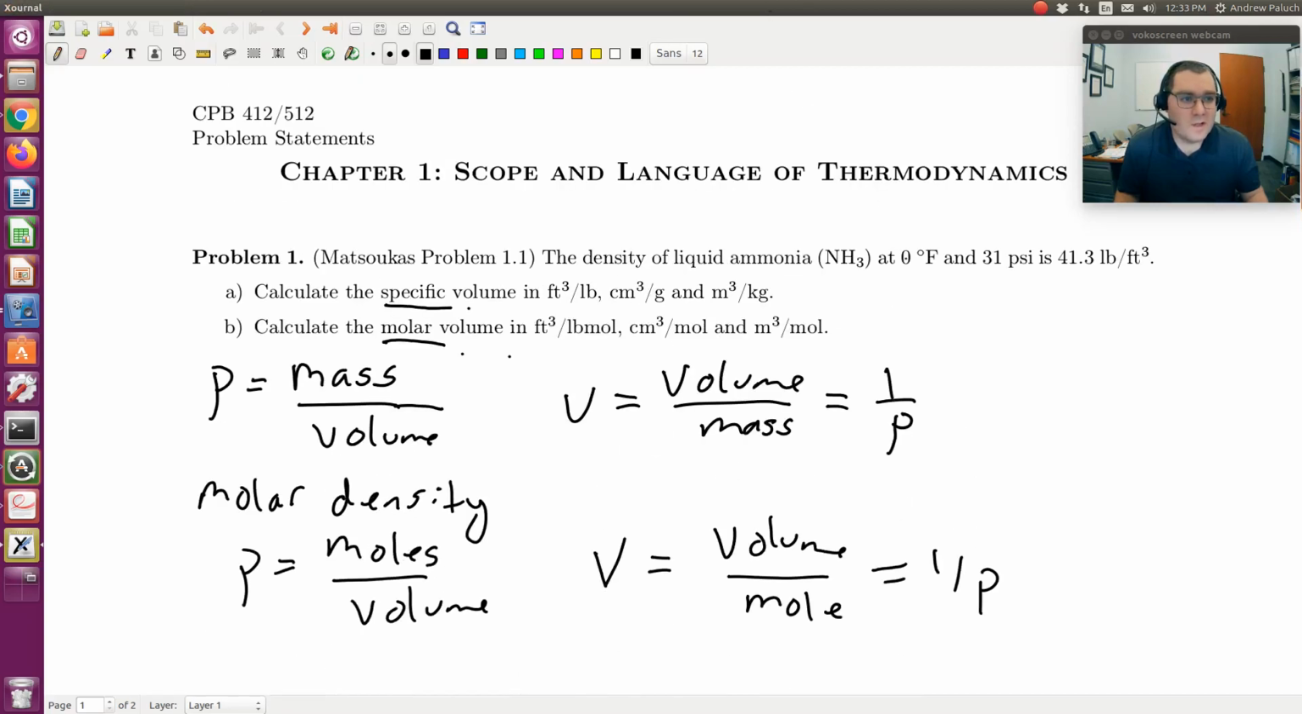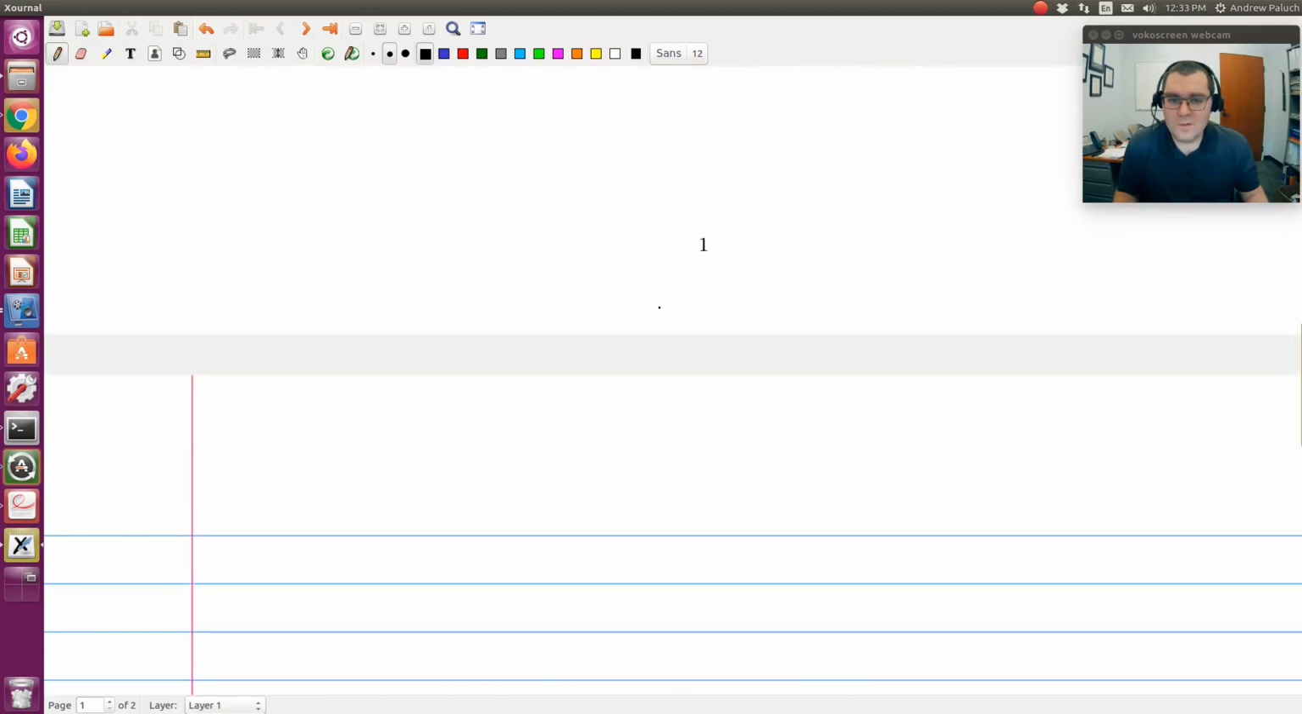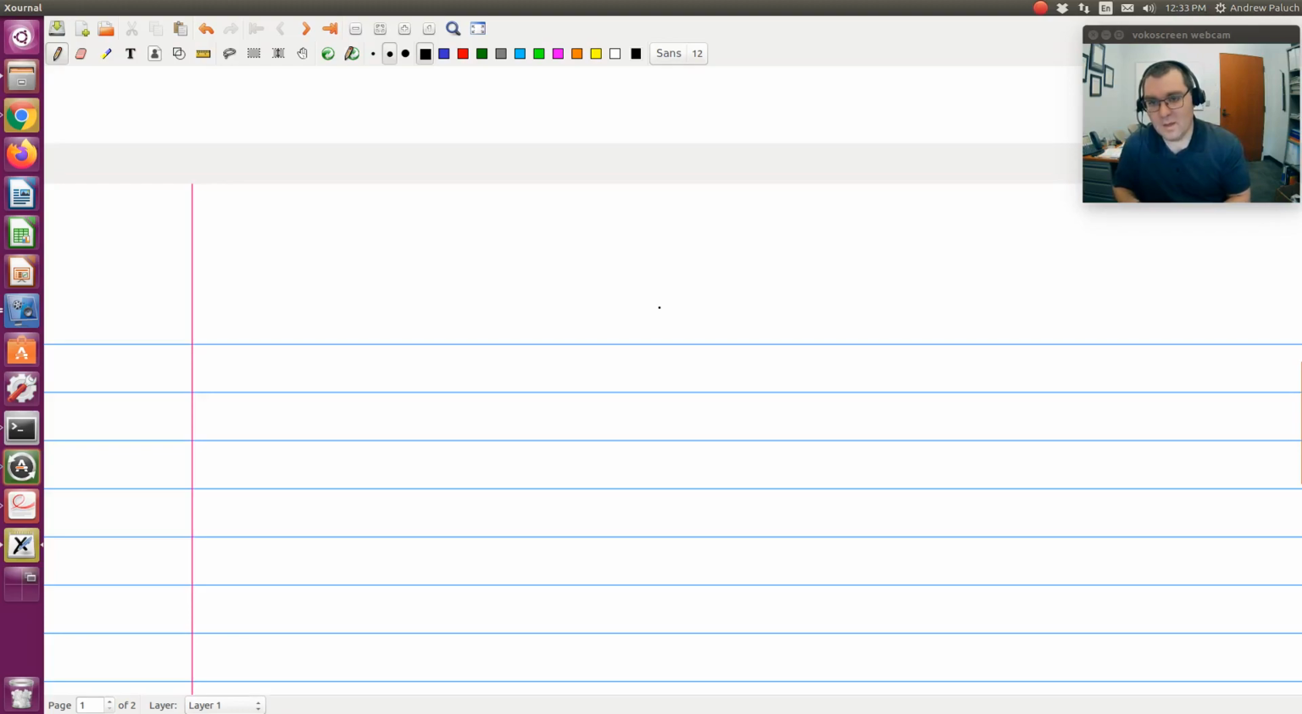All right, so let's set up these problems, and then you can crank through them for homework. Again, we're given density in pounds per foot cubed, and you're asked to compute specific volume: foot cubed per pound, centimeters cubed per gram, and meters cubed per kilogram. So let's write it as this. We're given, and I'm just going to write it as rho, and we'll do full units.